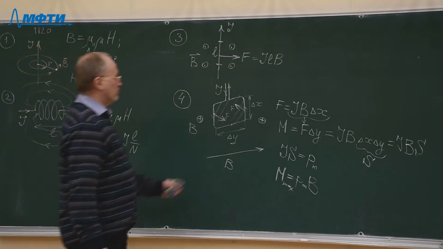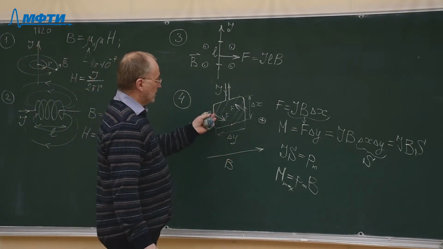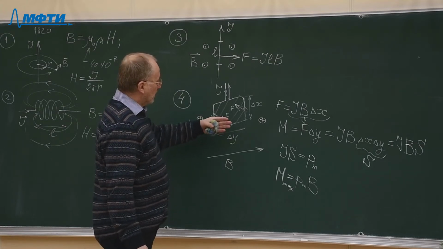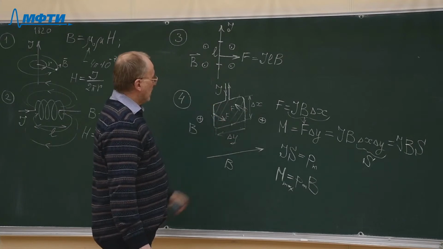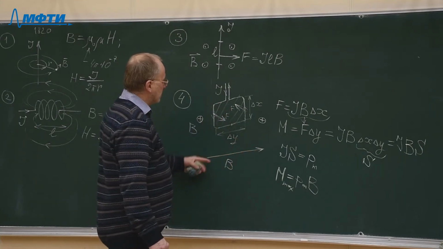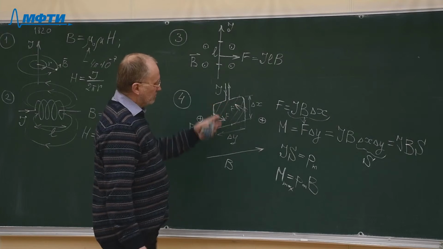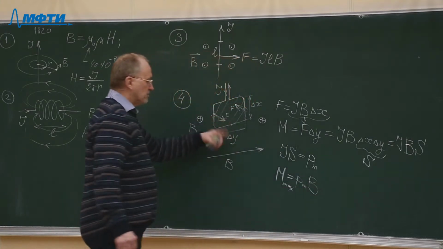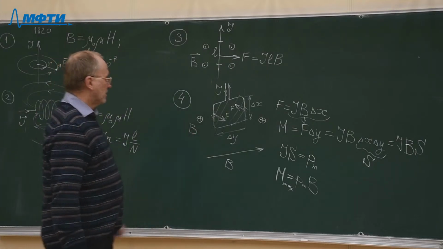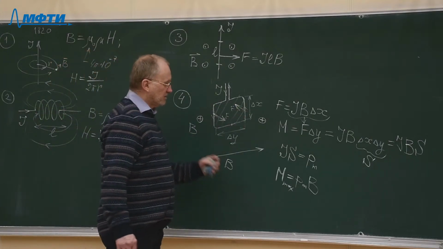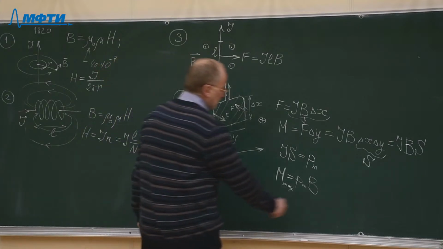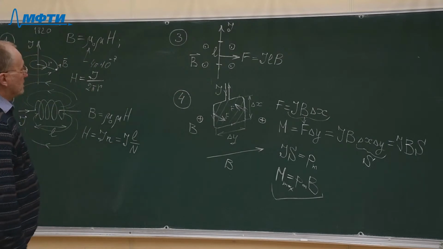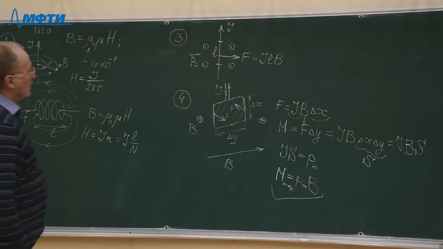And if we want to calculate the magnetic torque from the external magnetic field at an arbitrary angle between the magnetic induction and the plane of the loop, then we will have to take into account this sine phi, the phi angle between the plane of the loop and the magnetic vector. But this is the maximum magnetic torque acting on a current loop.